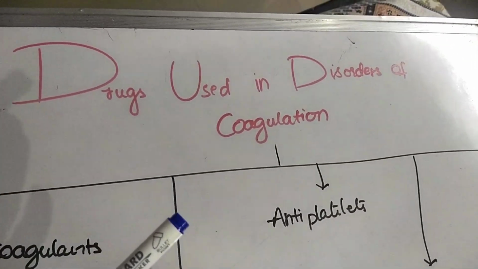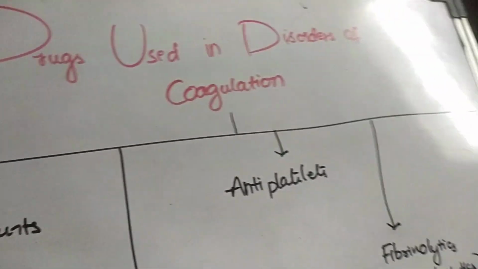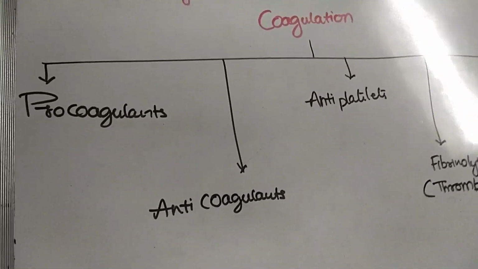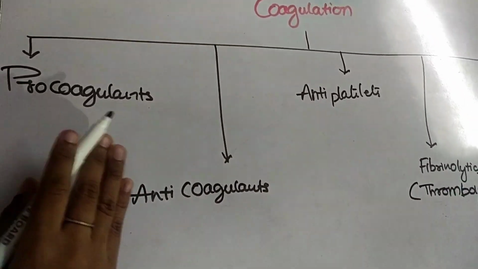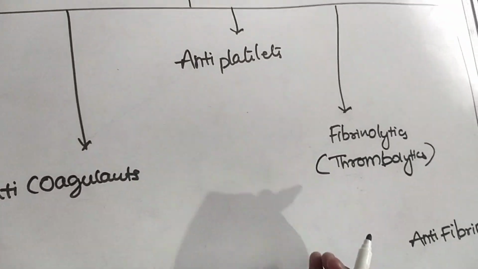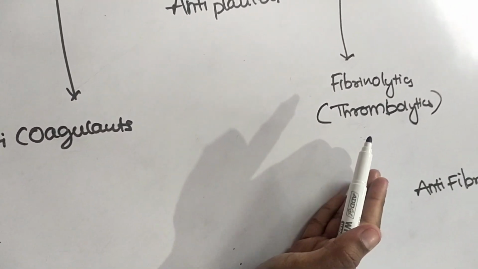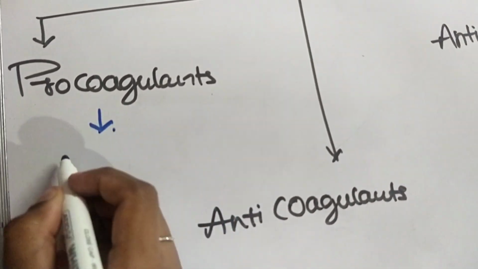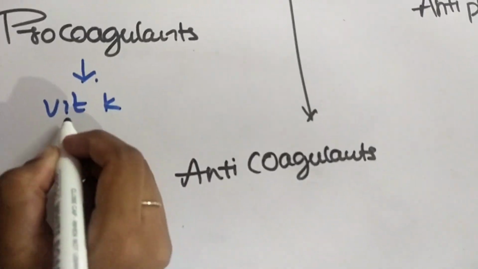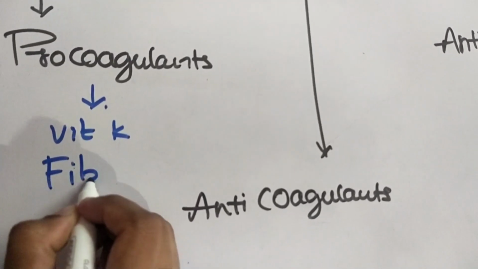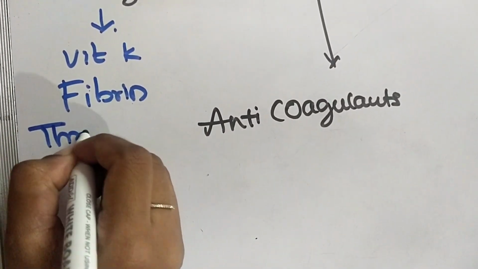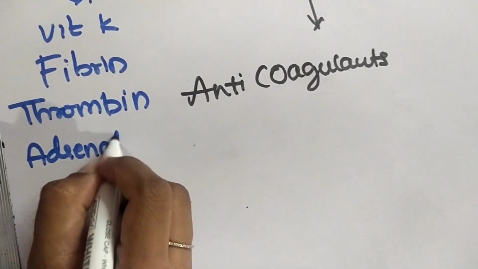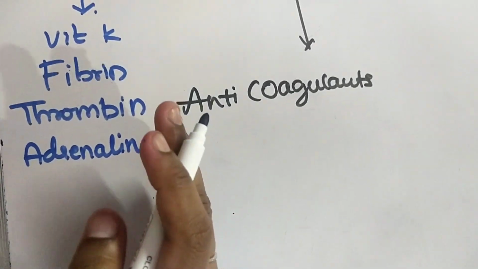Now we'll be discussing the drugs used in disorders of coagulation. This classification has 5 different classes, which are procoagulants, anticoagulants, antiplatelets, fibrinolytics, also called thrombolytics, and antifibrinolytics. In procoagulants we have vitamin K, fibrin, thrombin, and adrenaline. So these come under procoagulants.